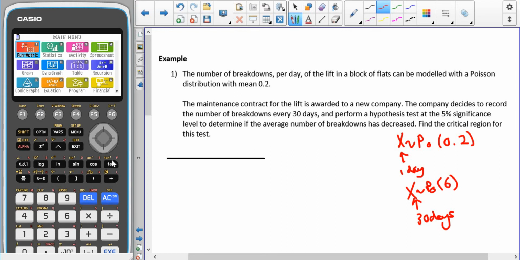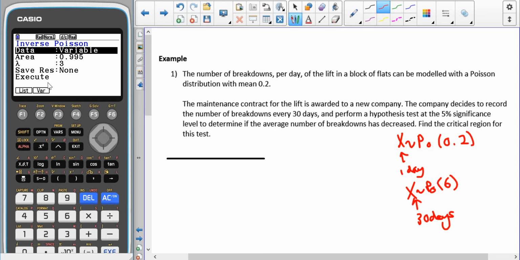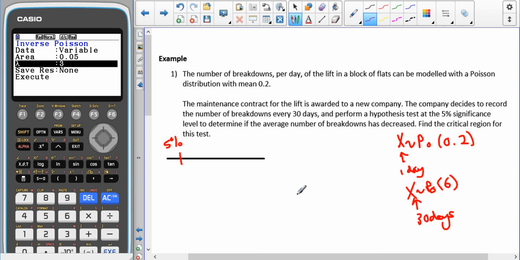So then back into my stats function. Like I said, we're going to use the inverse Poisson to help us to get a good starting point. Again, this only does areas to the left. Here we're seeing if it's decreased, so we're wanting 5% to be on this left hand side. So that means that we're going to have area 0.05 and our lambda is 6 because we're looking at 30 days. And that gave us 2.